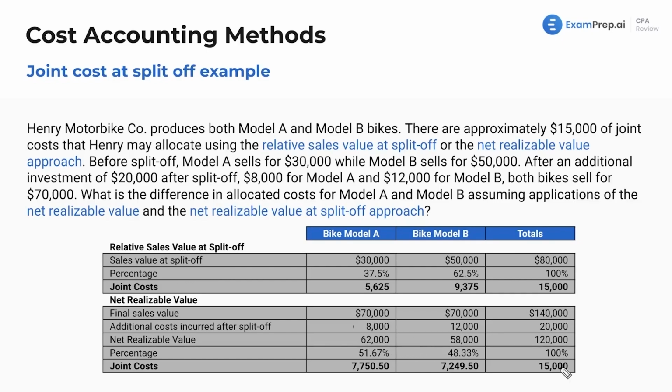Great. We have our totals on the side, and same thing. 62 plus 58 is 120. 62 divided by 120 gives us 51.67%. Yeah, a little gross, but again, you won't get these gross formulas on the exam. It'll be much easier to round and clean numbers. 58 divided by 120 is 48.33, and multiply those by 15,000. That's how you get your joint costs using the net realizable value approach.